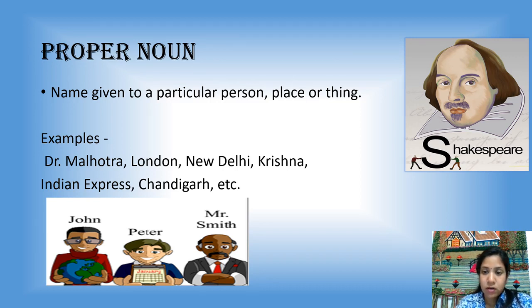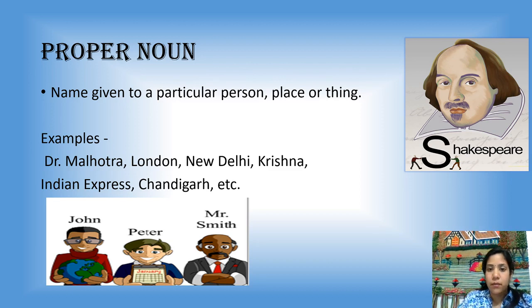Name of any newspaper, rivers, mountains, monuments are all proper nouns. Now, proper nouns are always written in capital letters. The first letter is always capitalized of proper noun, whether they are in the beginning of a sentence or even if they come in middle of the sentence, they are always in the capital letters.